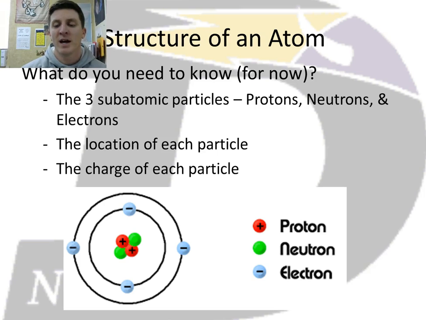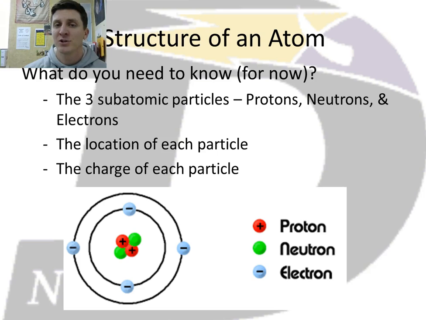The next one we have is neutrons. Neutrons are located in the center of the nucleus along with the protons. So what makes up the nucleus are protons and neutrons. And neutrons are what we call neutral, or have no charge. So the charge on a neutron is 0.